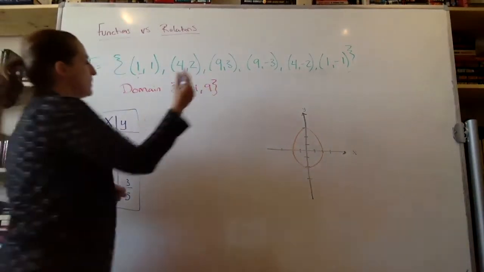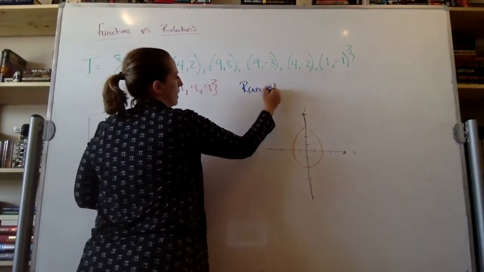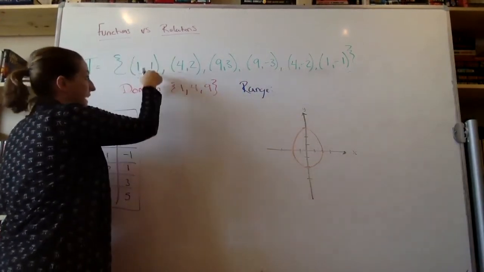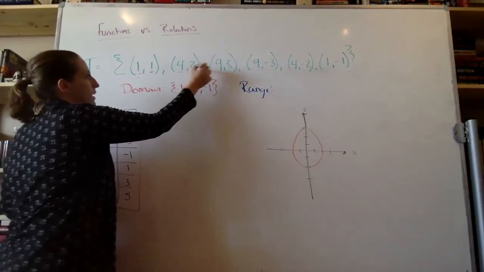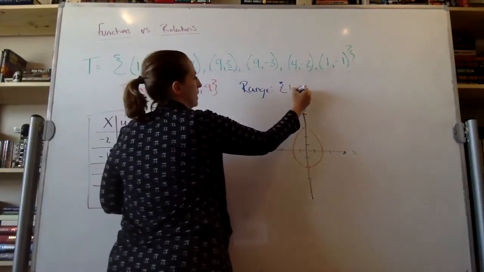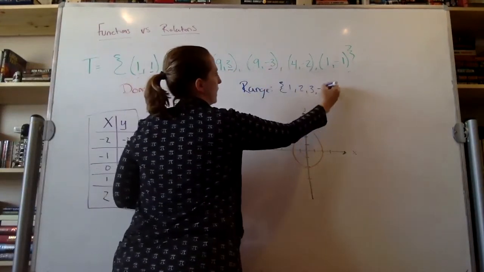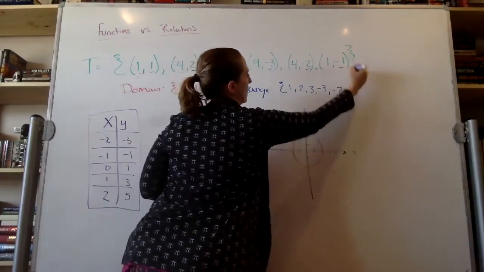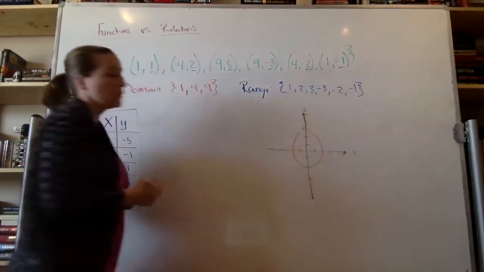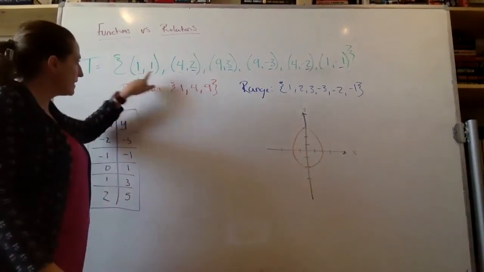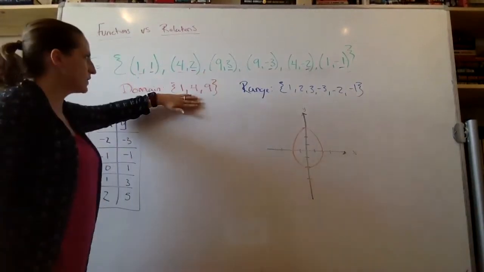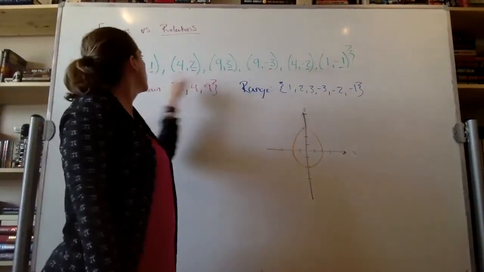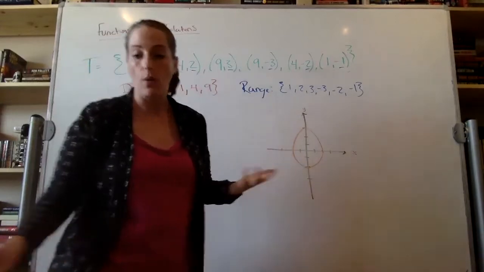Our range, remember, is all of the things that come in the second position, or our y values. So it'll be 1, 2, 3, -3, -2, and -1. Okay? So there's our domain and range. Domain, things that come in the first position. We're probably starting to notice that those are our x values. Range, things that come in the second position of a relation, are y values.